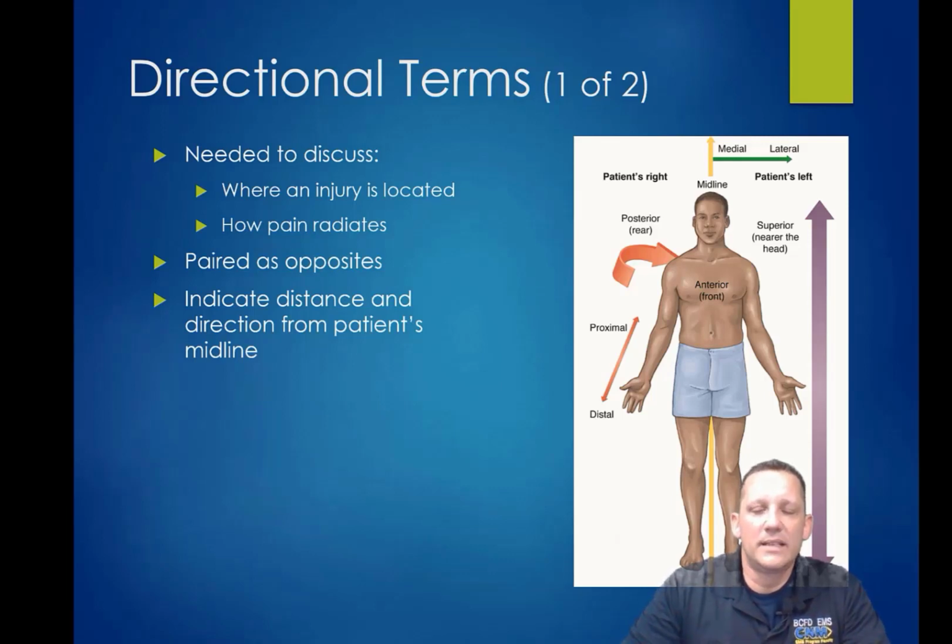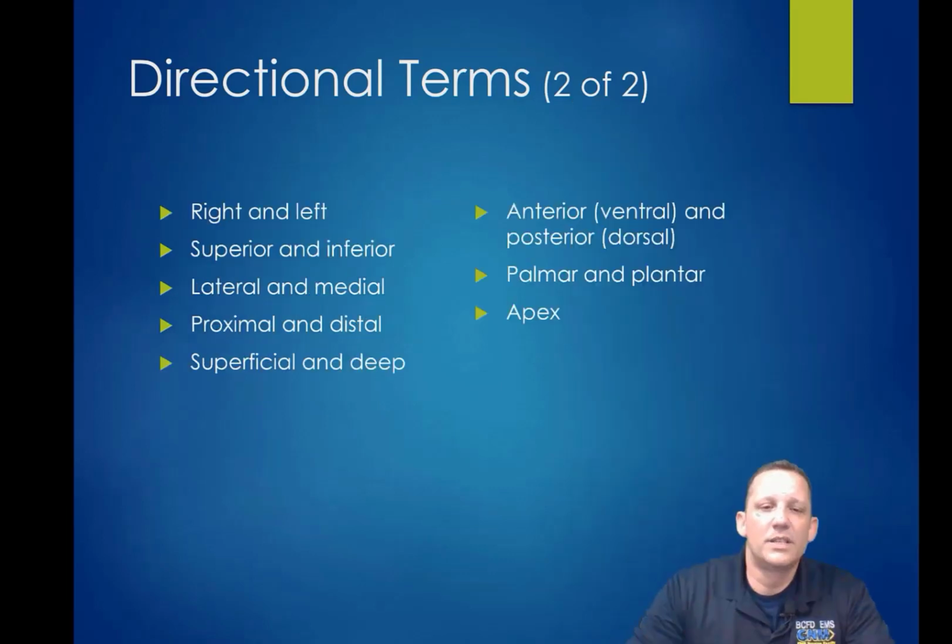Medial being that sagittal plane again. So this is pretty self-explanatory. Right and left, superior and inferior, lateral, medial, proximal and distal, superficial and deep, anterior or posterior. And if you look at the root words on that, you have ventral and dorsal, right? So everybody's heard of a dorsal fin, which would be on the back.